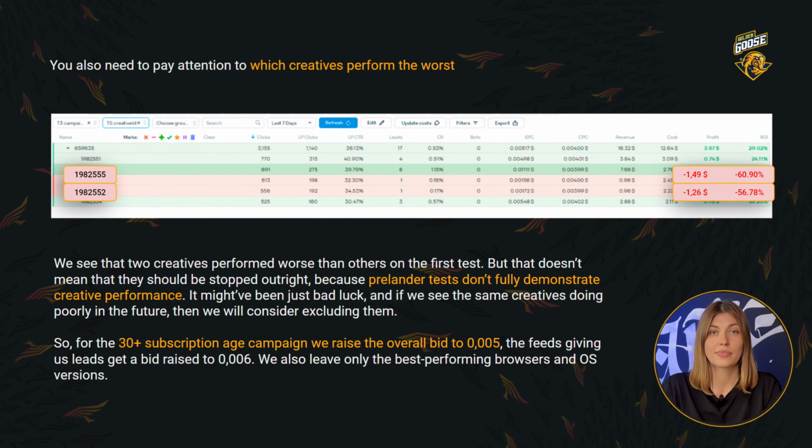But that doesn't mean that they should be stopped outright, because preliminary tests don't fully demonstrate creative performance. It might have been just bad luck, and if we see the same creatives doing poorly in the future, then we will consider excluding them.